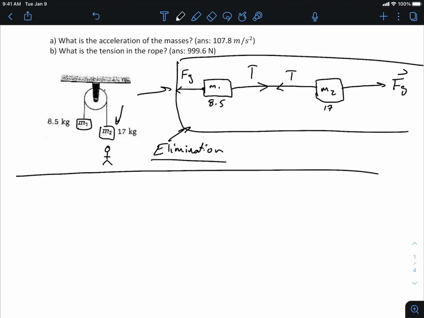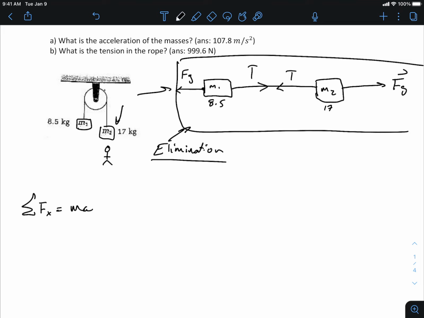But you guys can know this. That's the physics. Oh no, not quite. One more step of physics. So let's set up the sum of the forces in the x direction is ma, and this can be for mass 1. And we'll do the same thing over here in a minute for mass 2.